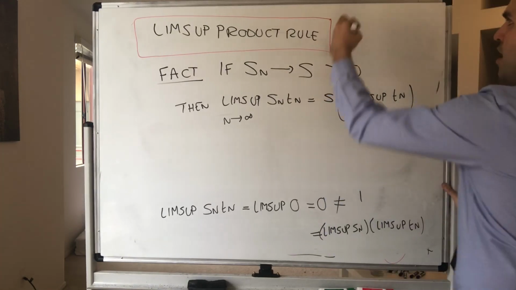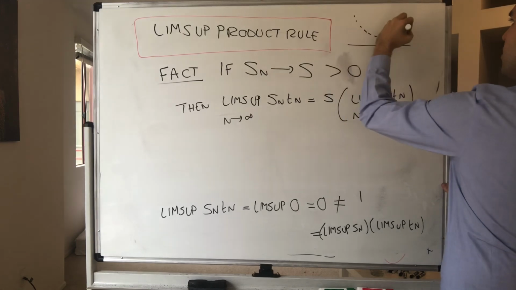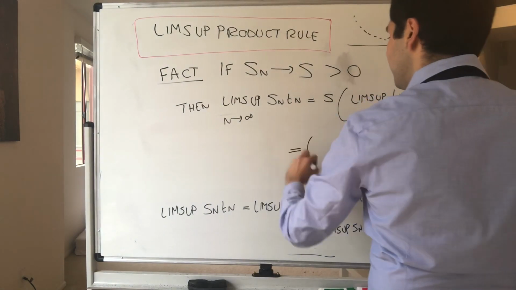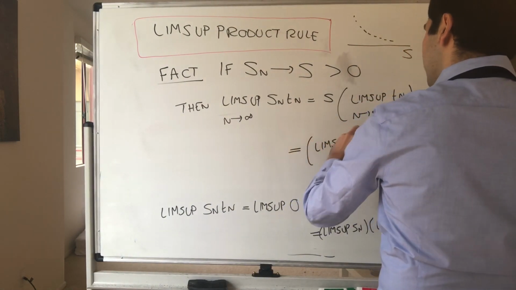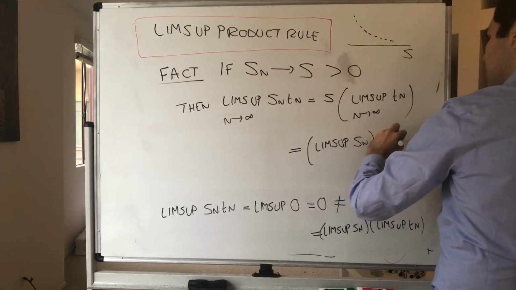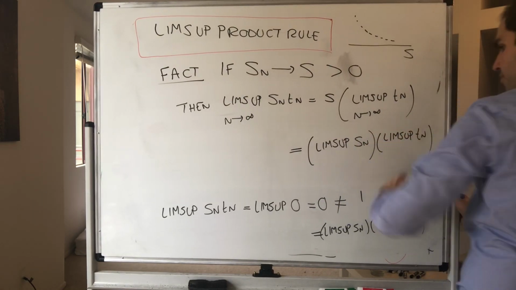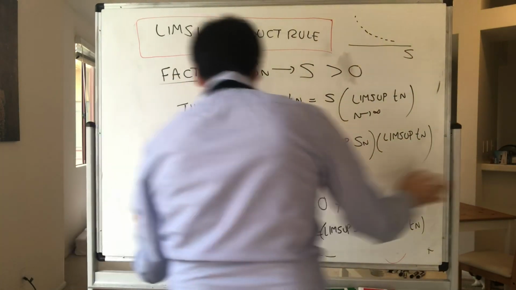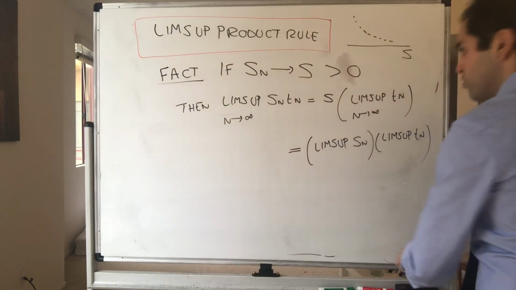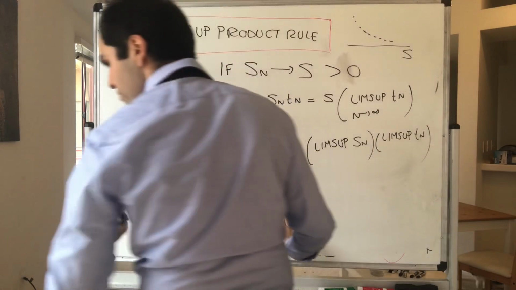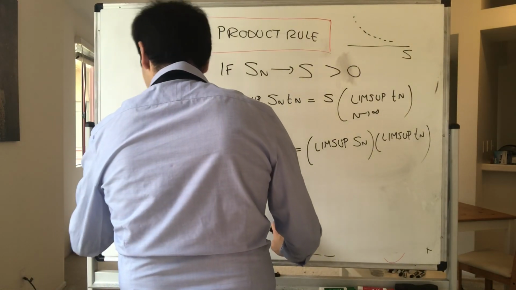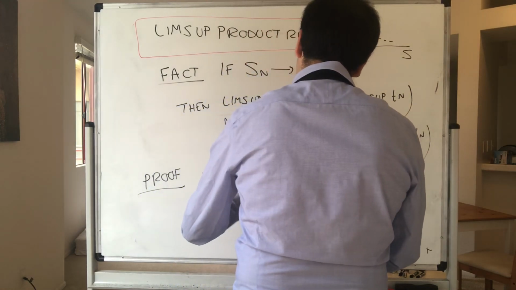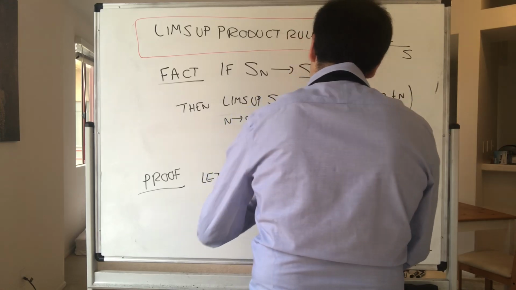And remember, if a sequence converges to S, then the Limsup equals the limit. So in fact, in this case, the Limsup product rule is true. So it's the Limsup of Sn times the Limsup of Tn. Okay, and let's see how we can show this. So proof: first of all, let's give the Limsup of Tn a name. Let T be the Limsup as n goes to infinity of Tn.